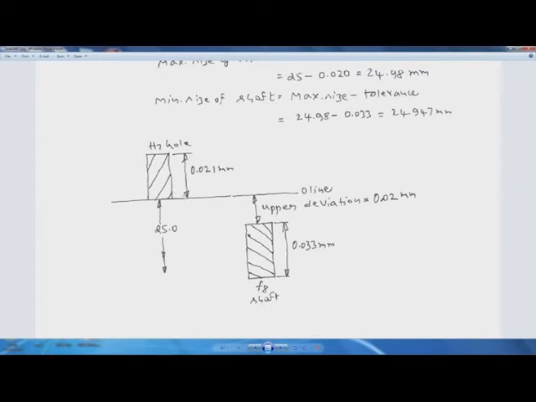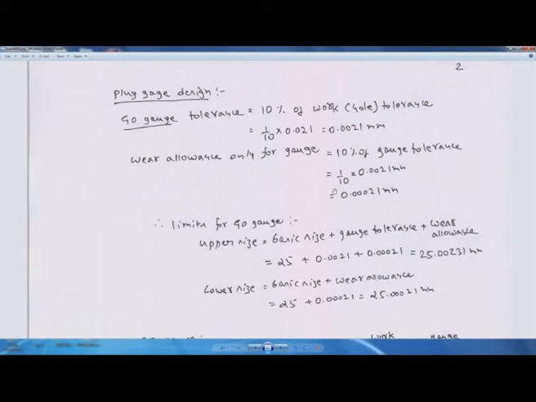So all these dimensions are shown in this picture. The H7 hole with the tolerance 0.021 mm, and this is the basic size, and we have the 0 line, upper deviation, and the F8 shaft with a tolerance of 0.033 millimeter. Now once we get the tolerance limits for the hole and shaft, we can proceed to design the plug gauge for checking the hole.